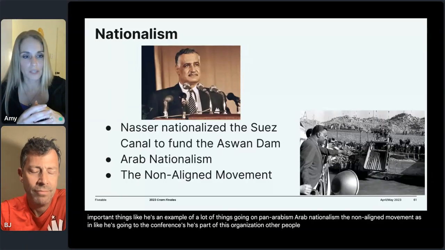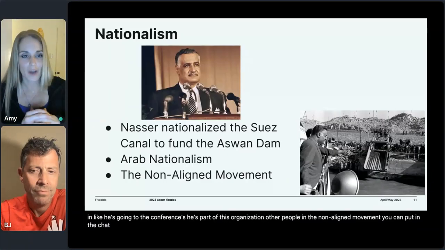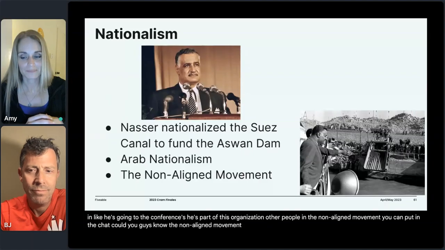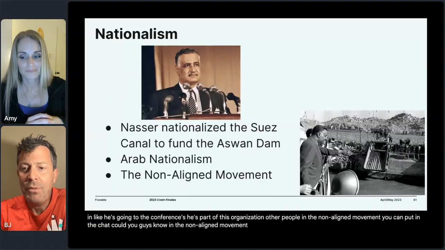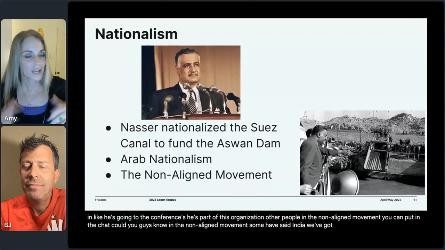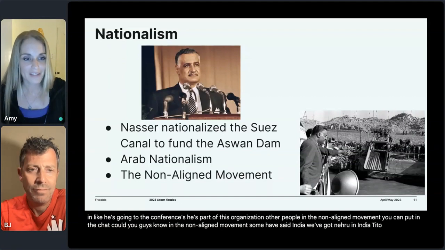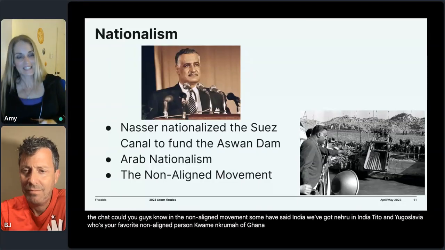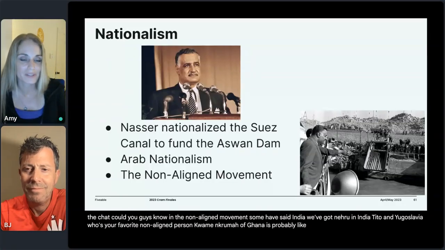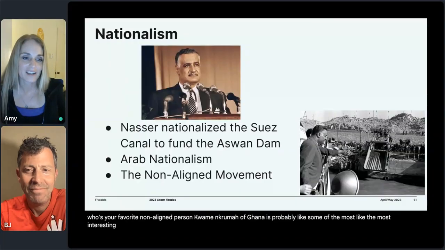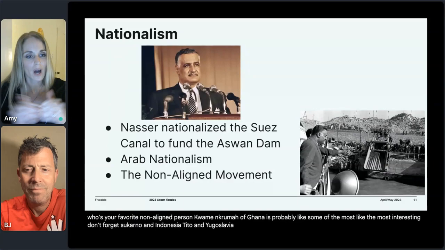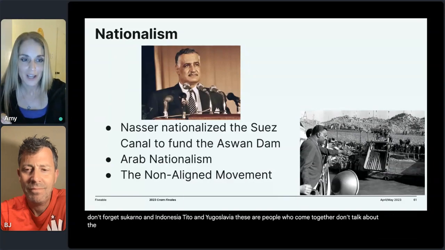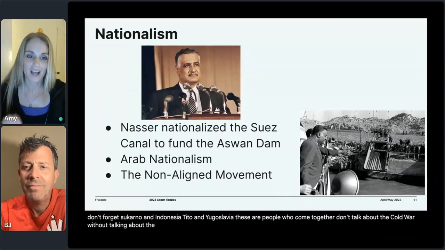Other people in the non-aligned movement, you can put in the chat. Who do you guys know in the non-aligned movement? Some have said India. We've got Nehru in India, Tito in Yugoslavia. Who's your favorite non-aligned person? Kwame Nkrumah of Ghana is probably some of the most interesting. Don't forget Sukarno in Indonesia, Tito in Yugoslavia. These are people who come together. Don't talk about the Cold War without talking about the non-aligned movement.